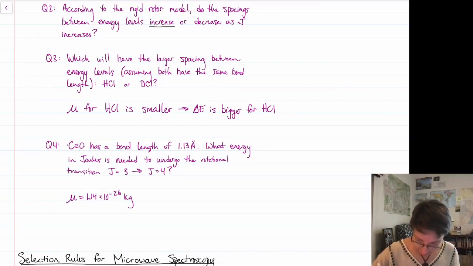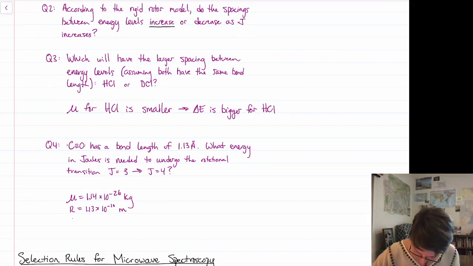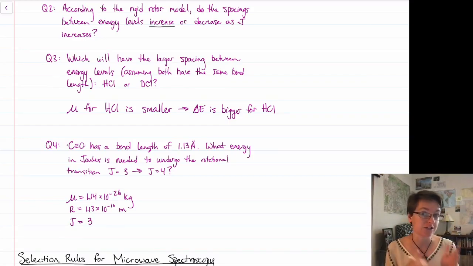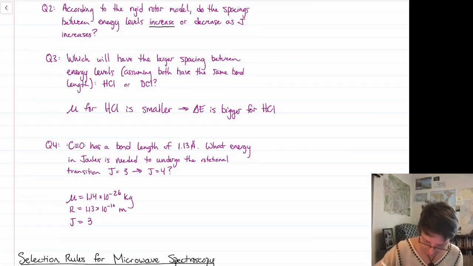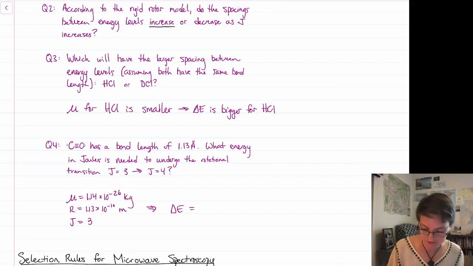Similarly, we have our bond distance, which is 1.13 times 10 to the negative 10 meters. Again, I'm doing everything in SI units so that when we get our energy, it'll be in units of joules. And J is equal to 3 because we're doing the transition from J to J plus 1 in order to use our formula correctly. Plugging in all this information, and again, I'm doing this in an Excel spreadsheet because it really saves you time compared to typing this into your calculator.